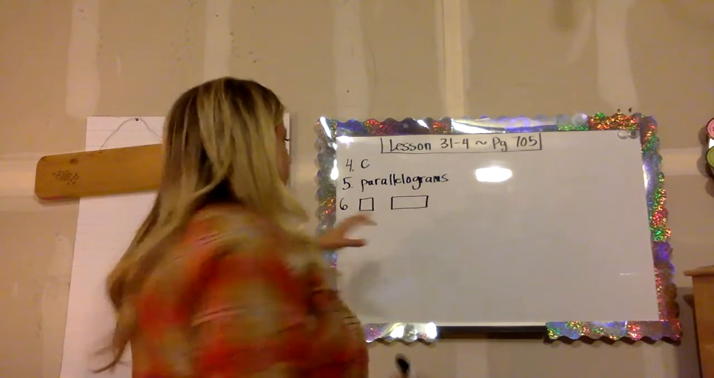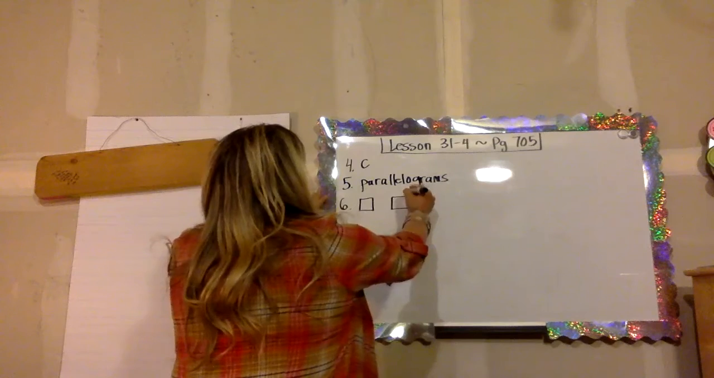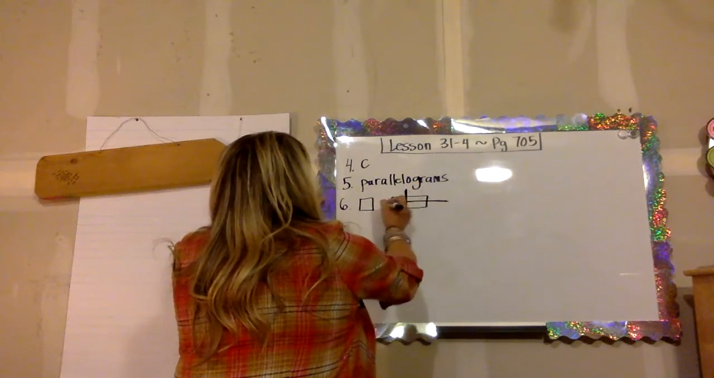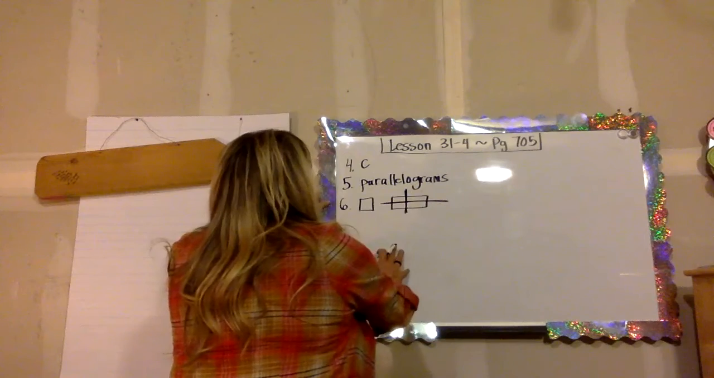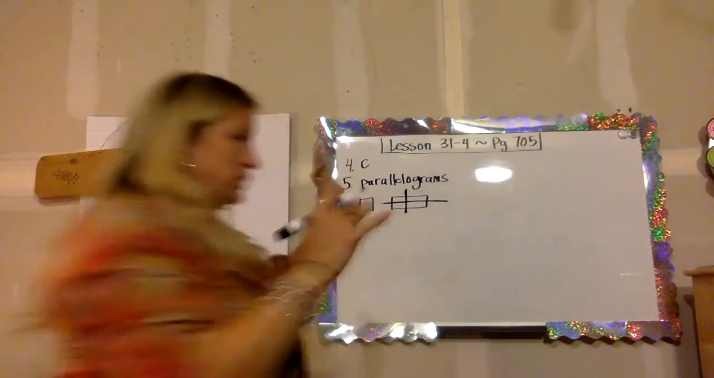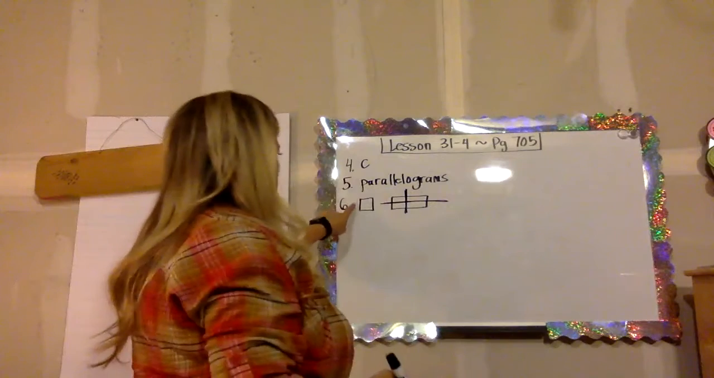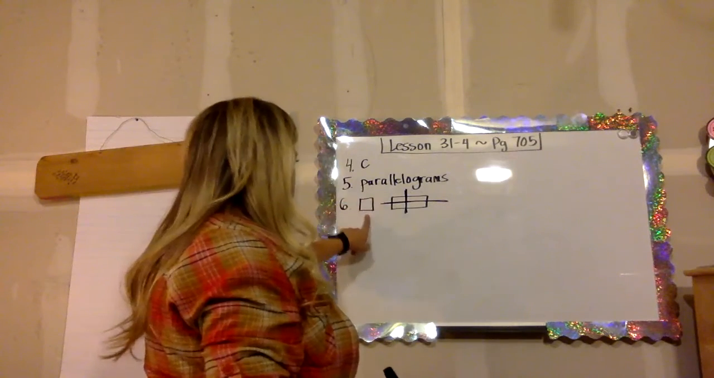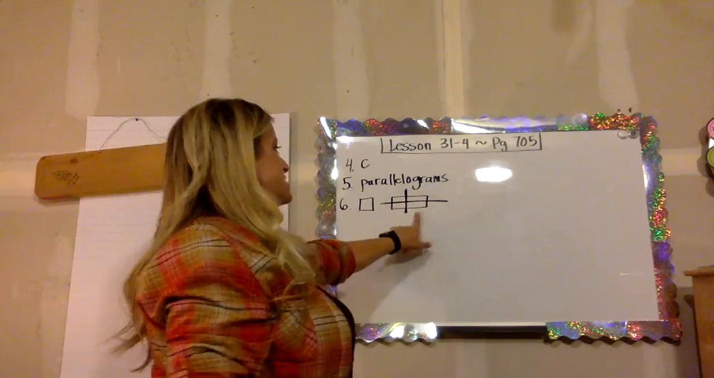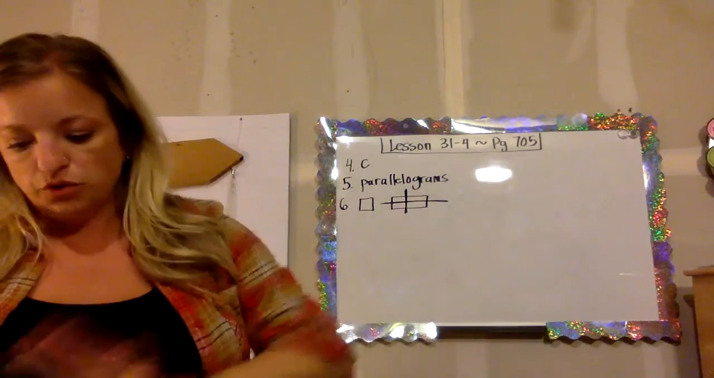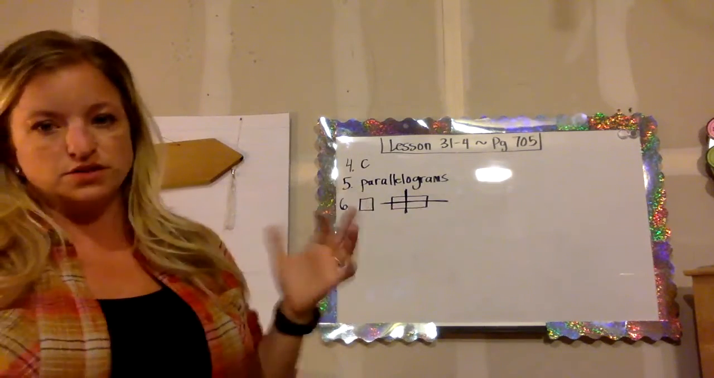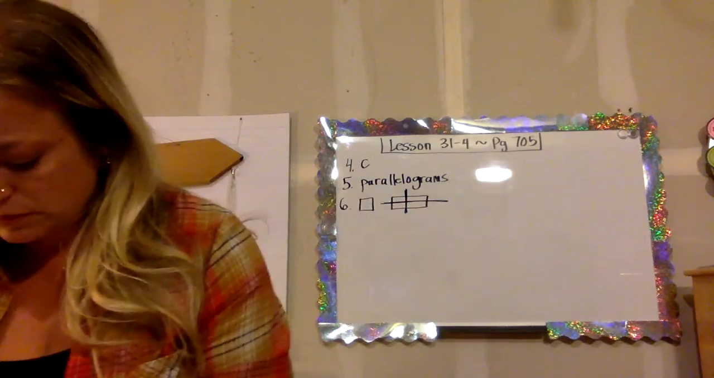A rectangle only has to have these 2 sides the same length and these 2 sides the same length. A square has all 4 sides that are the same length. So let's pretend 1 inch, 1 inch, 1 inch, 1 inch. This side is 1 inch, this side is 1 inch. This is 3 inches, this is 3 inches. So the only shapes you could draw are a square and a rectangle.